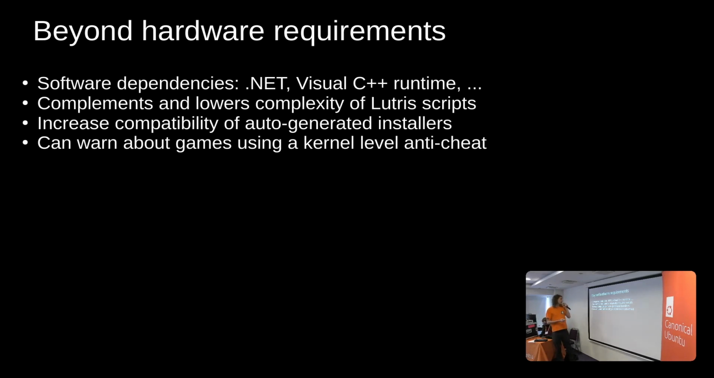And also we can give warnings for games that won't run, like Fortnite or Destiny 2. We can say, oh well, don't bother with that game. It has a kernel-level anti-cheat. Just don't run it. Don't try. It's not going to work.